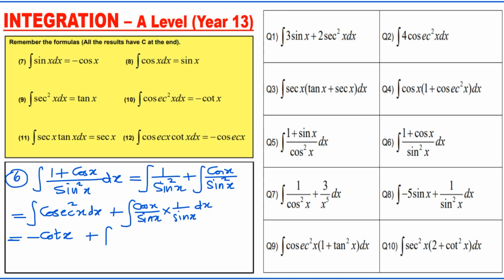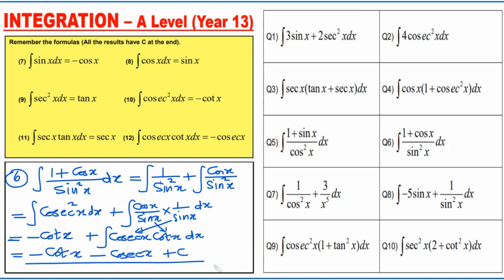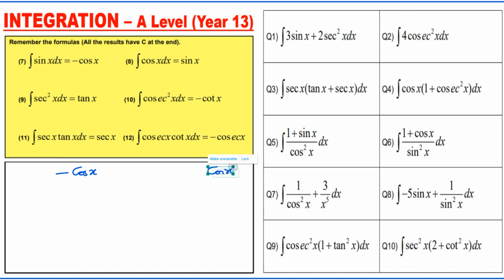Now you need to rewrite into the format that you want. 1 over sine is cosec x, and cot x dx. So 1 over sine is cosec x and cos over sine is cot x. That is the formula. So minus cot x, cosec x cot x is minus cosec x plus c. And that is the question number 6. Hope you understand. Trigonometric function, you need to be thorough with integration. You need to be familiar with the terms. What is cosec? 1 over sine. What is sec? 1 over cos, and those kind of things.